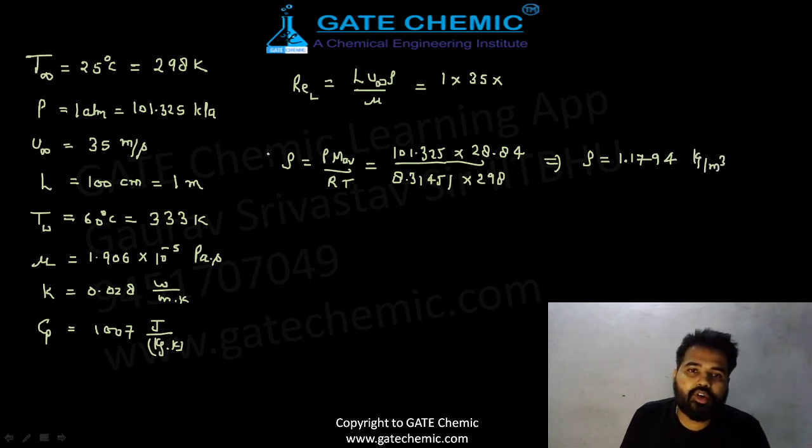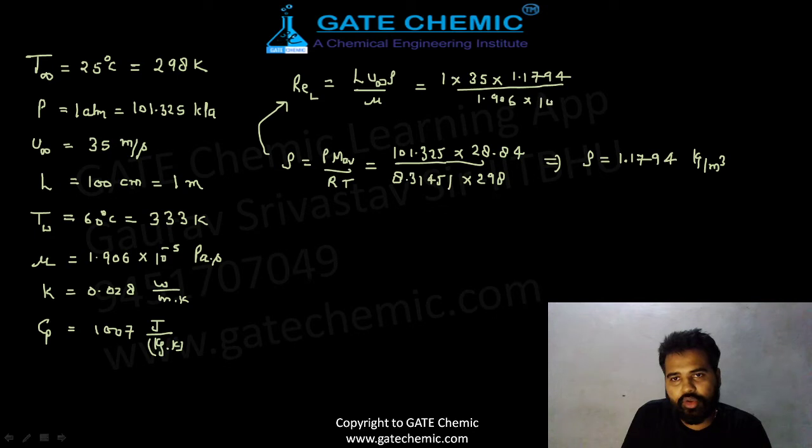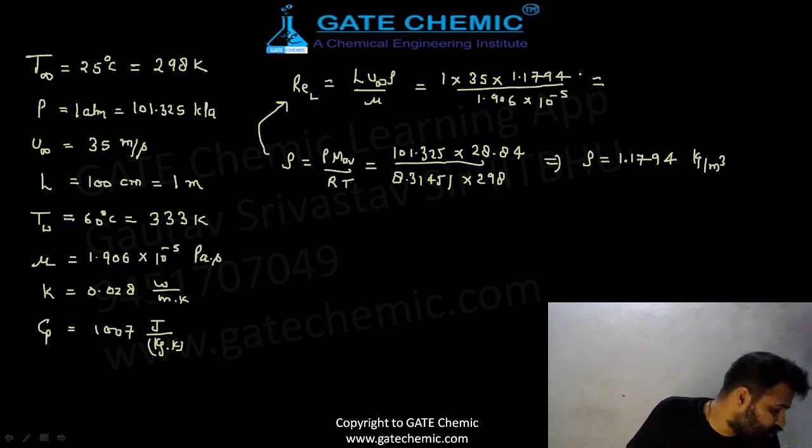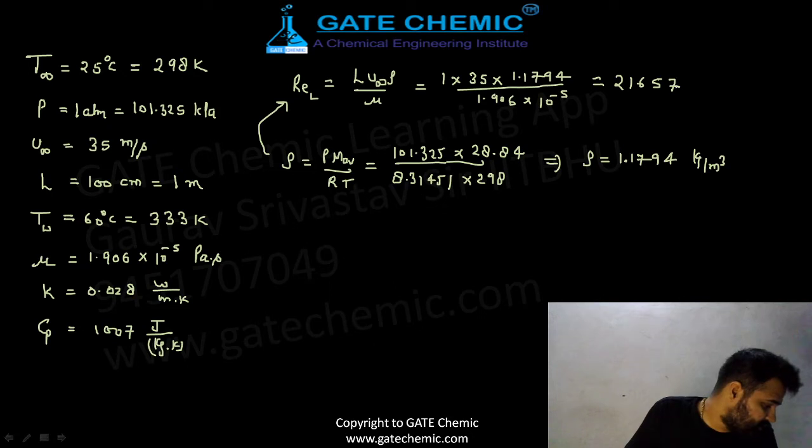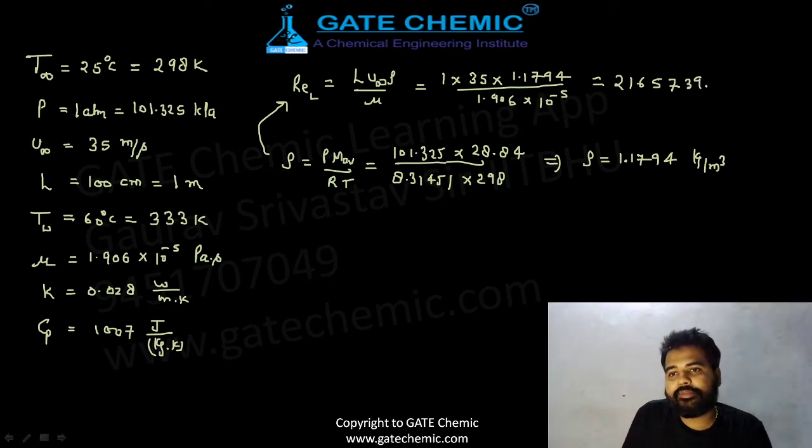Now, after obtaining this, put here 1.1794, and upon viscosity is 1.906 into 10 to the power minus 5, and after solving it will come 2165739.77. This is your Reynolds number, beta.